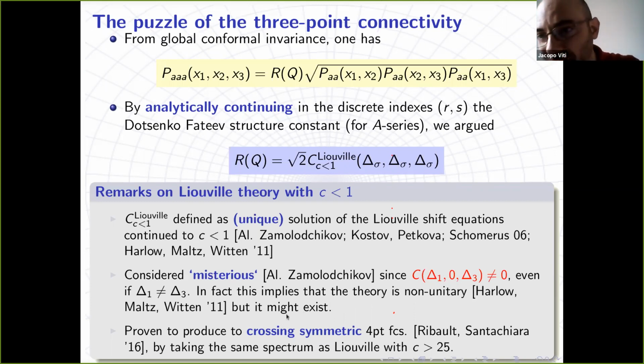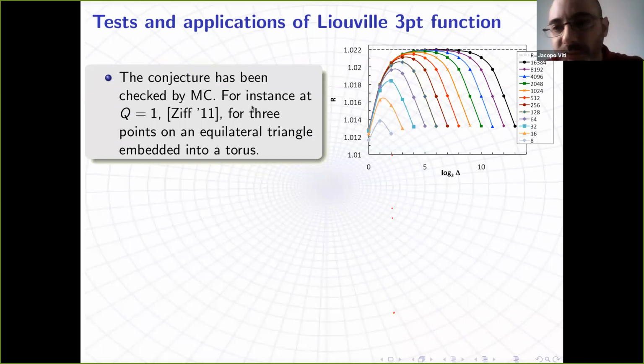And it was proven to exist, in fact, recently by Sylvain Ribault and Raoul Santachiara, by making an ansatz for the spectrum and using, again, conformal bootstrap and crossing symmetry to prove that this ansatz for the spectrum leads to crossing symmetric 4-point functions. So this is what is known about this theory up to now. All right, and so it appears in this context of critical connectivity through this analytic continuation of Dotsenko for the structure constant. So what is the evidence that this conjecture is correct?